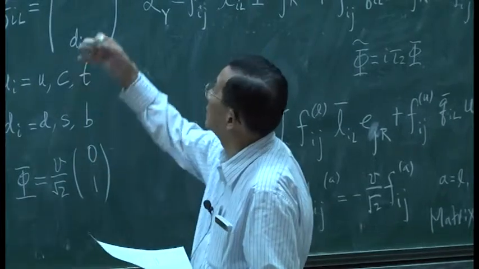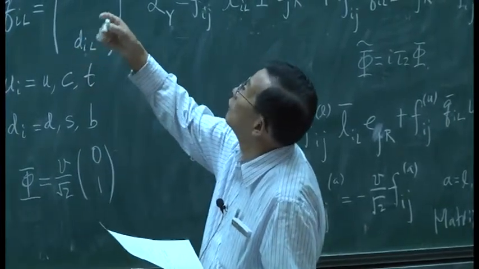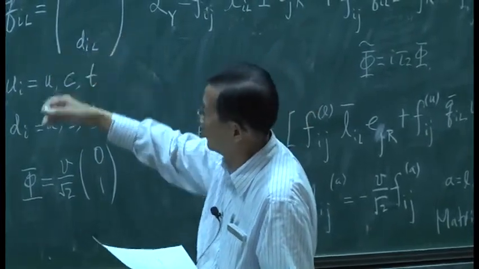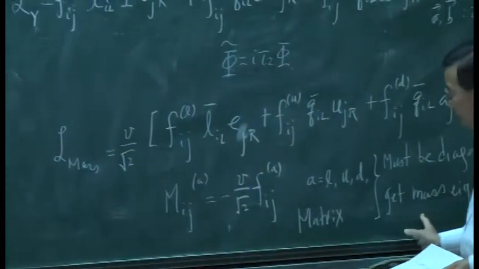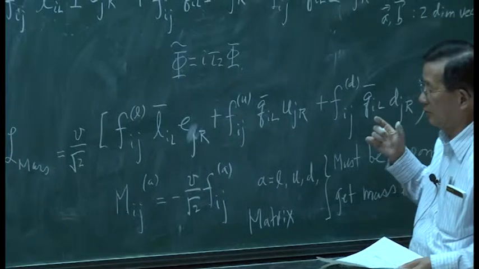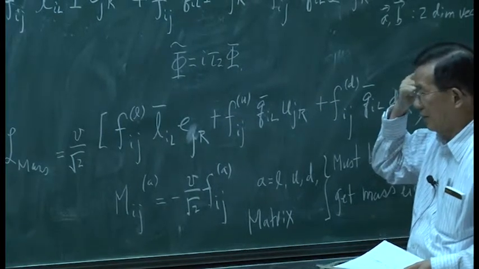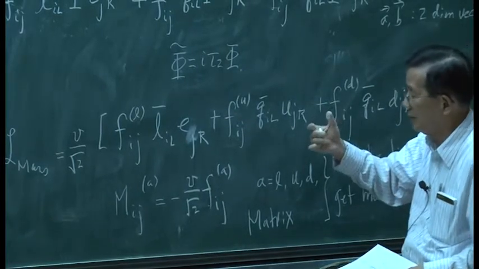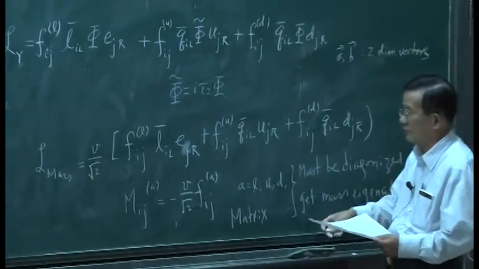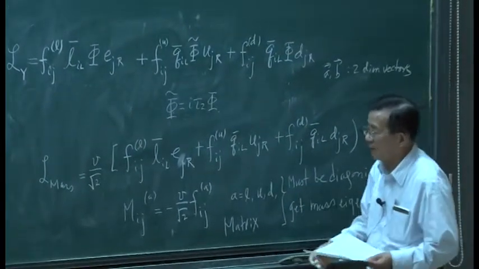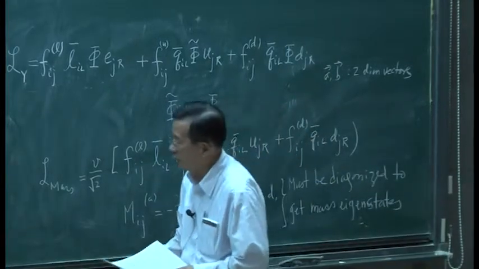I wrote down the Lagrangian for fermions which couple to the gauge fields. And then when you do this diagonalization, those gauge eigenstates will be modified by a unitary transformation. And so all the fermions with different flavors will mix.